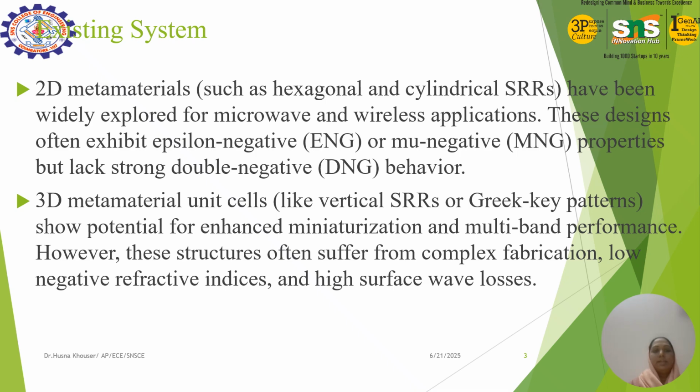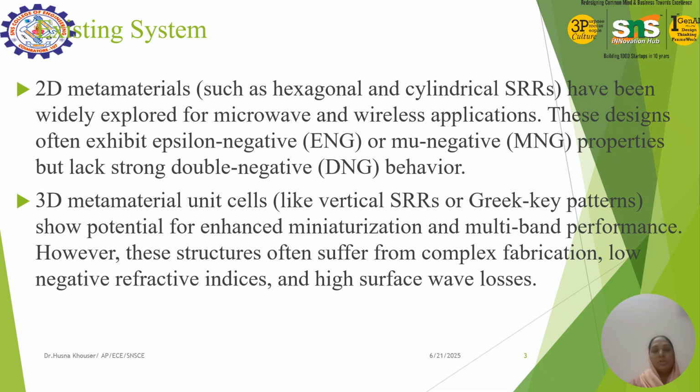Existing system. In the existing system, 2D structures can be of any form, such as cylindrical, square, hexagonal, rectangle. They can be of any shape, and have been used for a wide range of microwave and wireless applications. But most of the structures exhibit either epsilon negative or mu negative, that is ENG material or MNG, mu negative material. Most of these 2D structures are in a complex form, which is used for miniaturization.